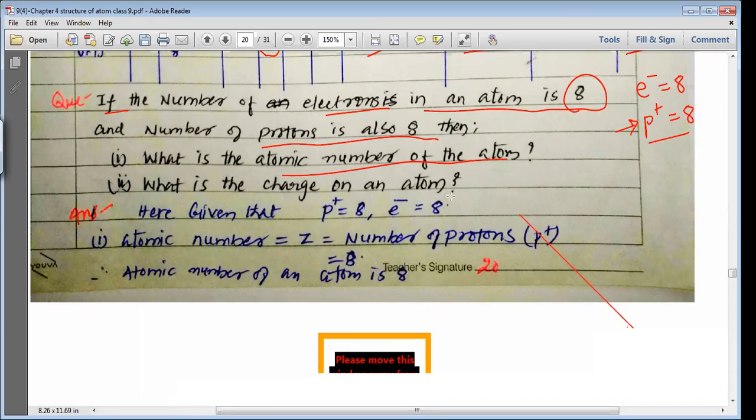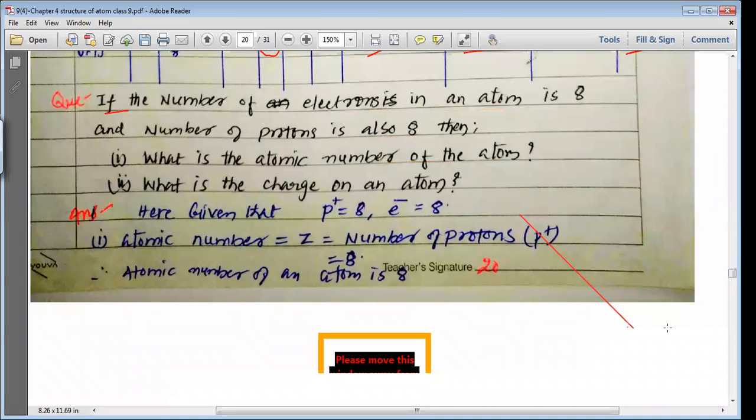And what is the charge on an atom? Now you can see that a proton has plus 1 charge and an electron has minus 1 charge. So 8 into minus 1 is minus 8, and 8 into plus 1 is plus 8. And we know that plus 8 minus 8 is equal to 0. That means there will be no charge and the atom will be electrically neutral. This is how we can answer the question.